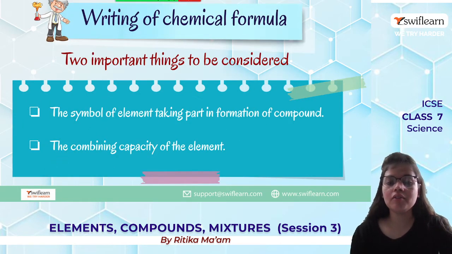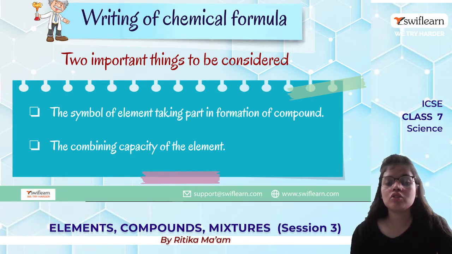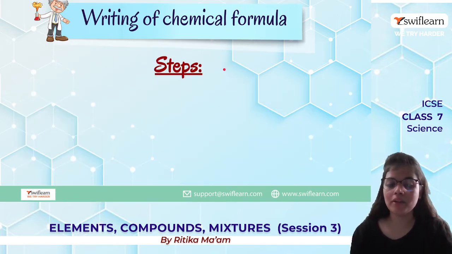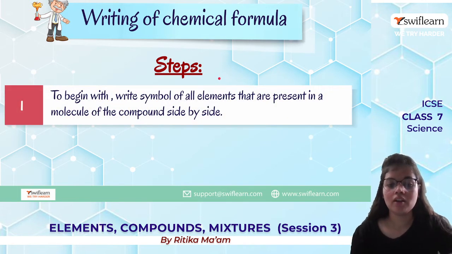Whenever we are writing a chemical formula, what are the things that we should know? First of all, we should know the symbols of all elements that take part in the formation of that compound. Then we should know the combining capacity or the valency of the element. We will be seeing what the method is. Okay, so let us see.